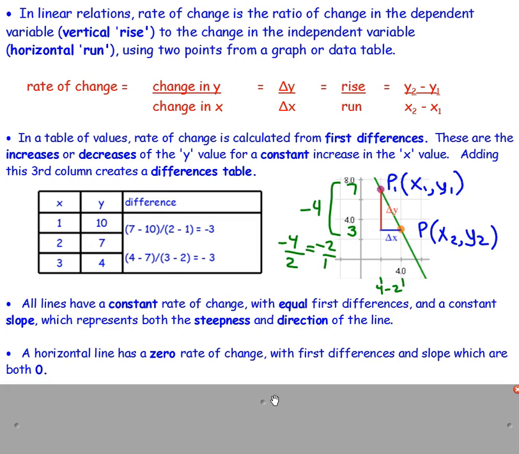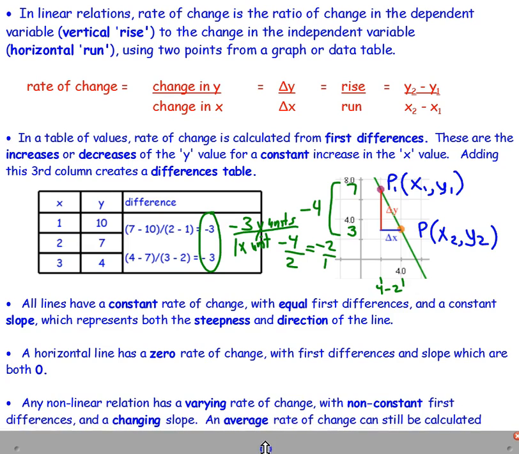The line visually will have a constant slope, which is a description of the steepness as well as the direction of the line. In this example here, slope of -3 means that y drops 3 units for every 1 x unit, which implies that it's fairly steep and it is decreasing. The negative sign controls the direction of the line. Horizontal line has a flat slope. It has a 0 rate of change. The first differences and the slope will both be 0 as well.